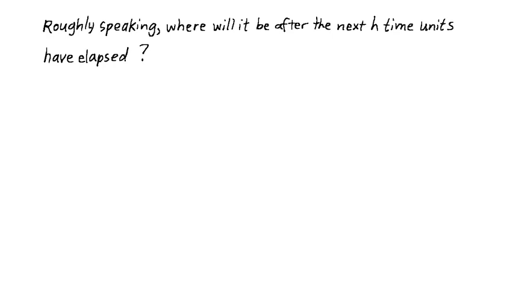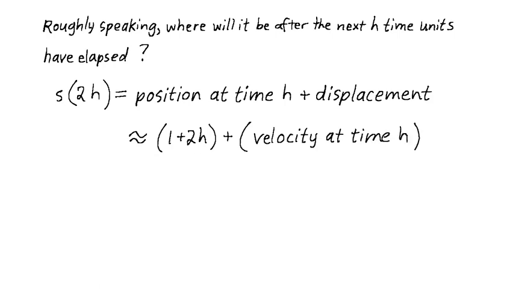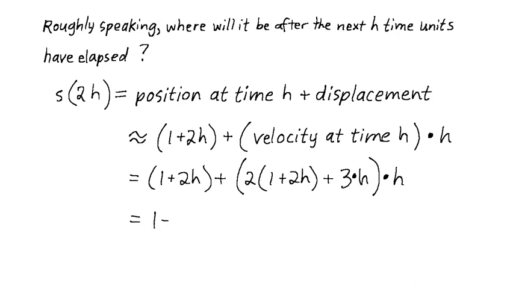Next, we could ask ourselves, where do we expect the particle to be after another h time units have elapsed? Again, roughly speaking. Using the same idea as before, we say that the particle's position at time t is equal to 2h is its position at time h plus a displacement. This in turn is approximately equal to 1 plus 2h plus its velocity at time h multiplied by h. Plugging in our approximation leads us to this, 1 plus 4h plus 7h squared. The particle is now even further to the right than it was at time h.